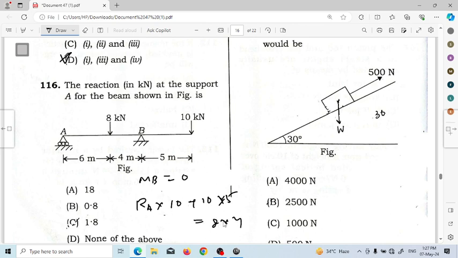So 8 into 4 is equal to 32, minus 50 is equal to 18, and RA is equal to 18 divided by 10 is equal to 1.8, and this is negative as we assumed the direction that side. So the negative will come, that means the direction will be downward side. So the answer will be 1.8 kilonewton.